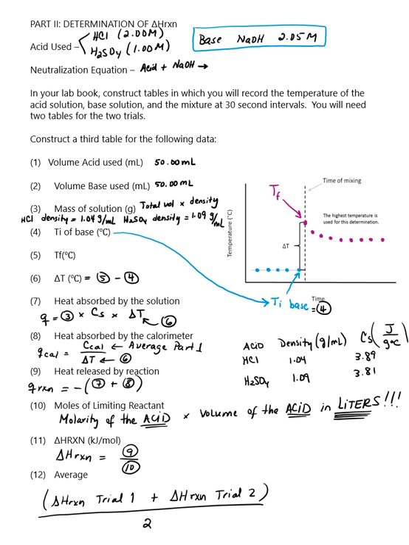So writing down your neutralization equation, you need to write down the formula of the acid that you use, plus the base, which was sodium hydroxide, and you need to determine which products you're getting from that neutralization reaction.